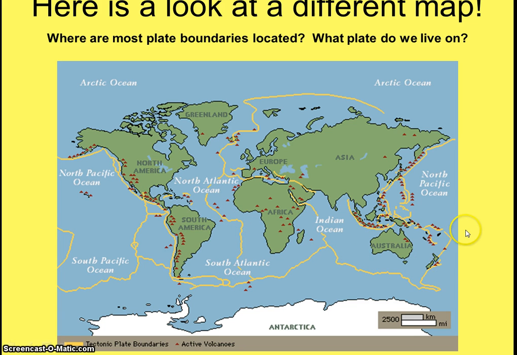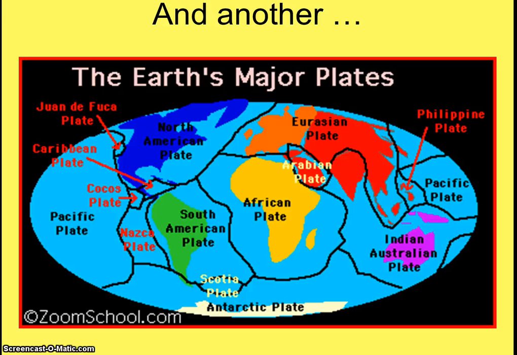You can see that most of them are on the oceanic crust. The oceanic crust is thin and therefore weaker. And if something is going to break, it's going to break where it is the weakest. So the crust has broken in all of those places. On here, you see the black lines.